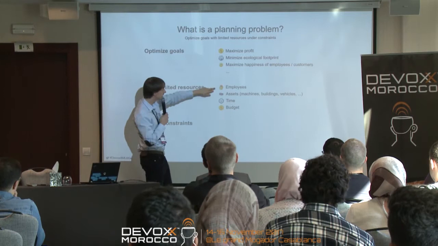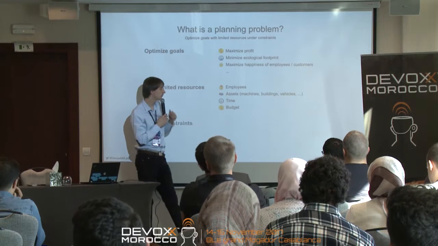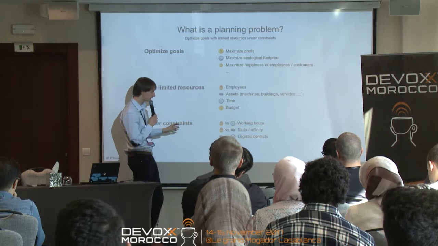Limited resources. We have employees, assets such as machines, buildings, and vehicles. We have time, we have budget. So those are our resources. And under those, you have limited constraints. For example, employees cannot work 24/7, right?